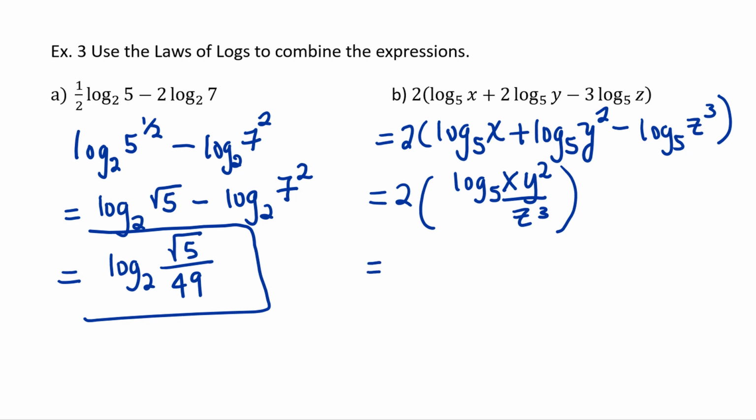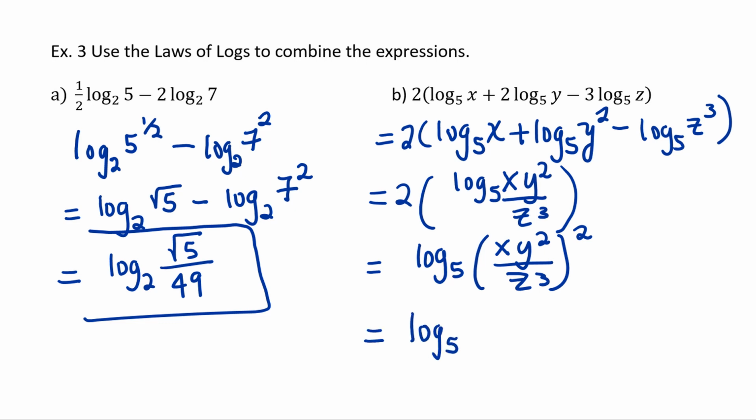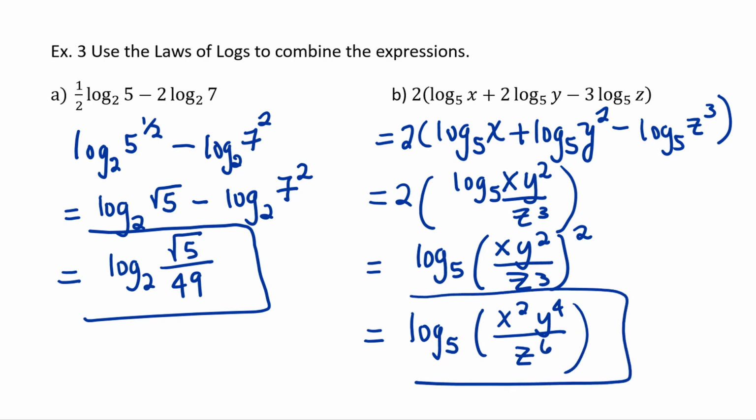Let's continue. We will now move the coefficient of 2 in front of the entire logarithm to the power of that expression, so it'll be log base 5 of the quantity x y squared over z cubed, and all of that is squared. And now we use laws of exponents and express this as log base 5 of, and we're going to square x times y squared over z cubed, and that will give you x squared. Y squared squared is y to the 4th, and z cubed squared is z to the 6th.